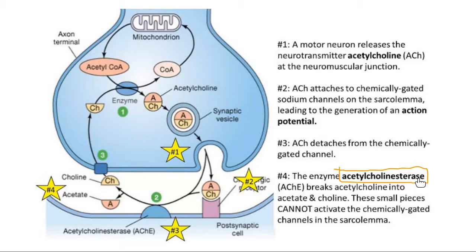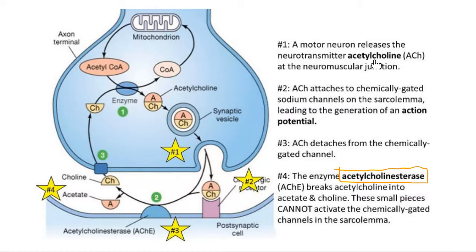Acetylcholine esterase breaks down something. Can we tell from our picture or from its name? What does acetylcholine esterase break down? Yeah, so acetylcholine esterase breaks down a neurotransmitter called acetylcholine. That's a big long name to write, so just abbreviate it, ACh, totally fine. Acetylcholine esterase breaks down acetylcholine.